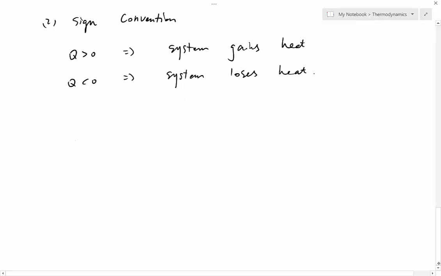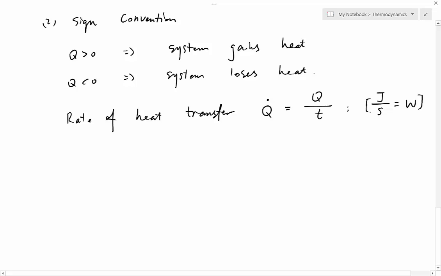And then just like work, we also have something similar, rate of heat transfer. Rate, that means what? Heat transfer per unit time. So heat transfer divided by time. The syntax we use is Q with a dot on top of it. It's heat transfer rate. So what is the unit for Q dot, heat transfer rate? It's going to be joules divided by seconds, which is equal to watts. So the unit for heat transfer rate Q dot is watts.